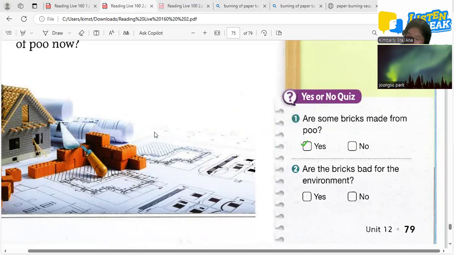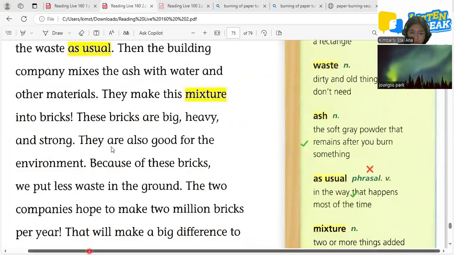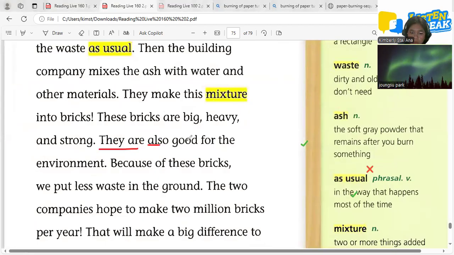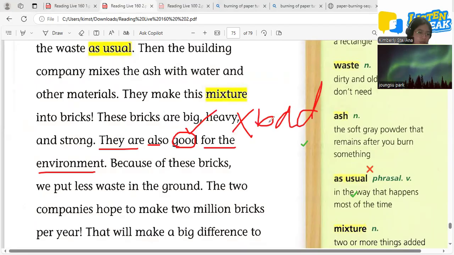Number two. Are the bricks bad for the environment? Yes or no? No, they are not bad for the environment. The poo bricks are good for the environment. So we can see it here. Look, they are also good for the environment. It's not bad.